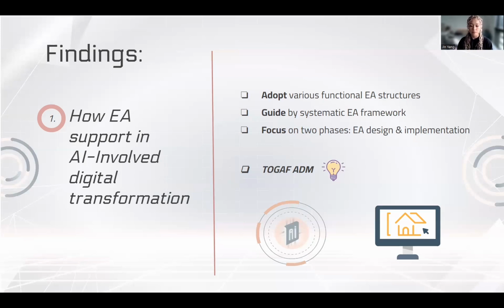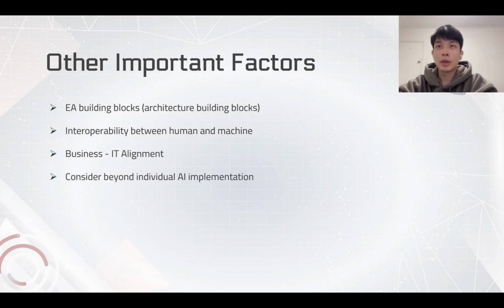Accordingly, TOGAF can be used as guidance for the EA design and the further implementations. Thank you, Jingyang. In order to support digital transformation, there are also several other critical factors to consider for enterprise architecture. Firstly, using EA building blocks allows businesses to choose the most appropriate blocks for their solutions and achieve digital transformation without being tied to specific products or services.